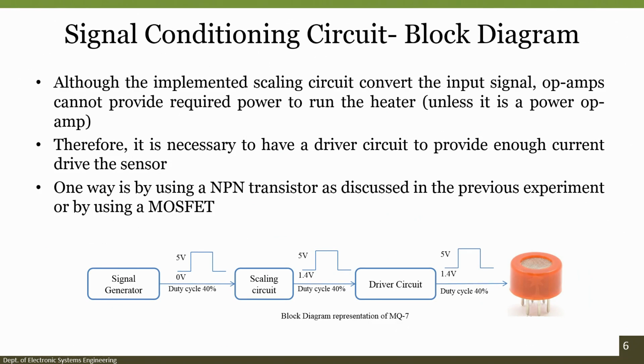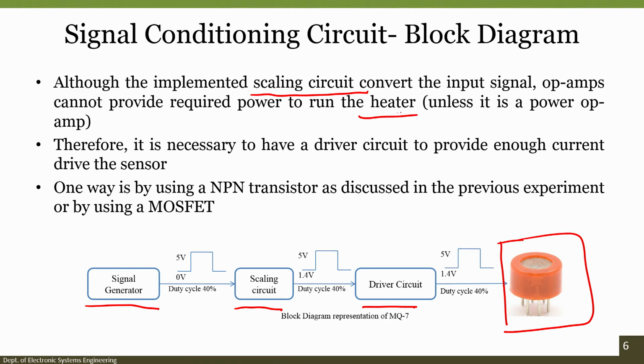What are the different parts? This is your gas sensor, the MQ7 gas sensor we are talking about. What the PPT mentions here is that we have a scaling circuit and a driver circuit, and this is the signal generator or function generator, which becomes your input, generating a 0 to 5 volt input. The line here states that the scaling circuit converts the input signal, and then the operational amplifier cannot provide the required power to run the heater.